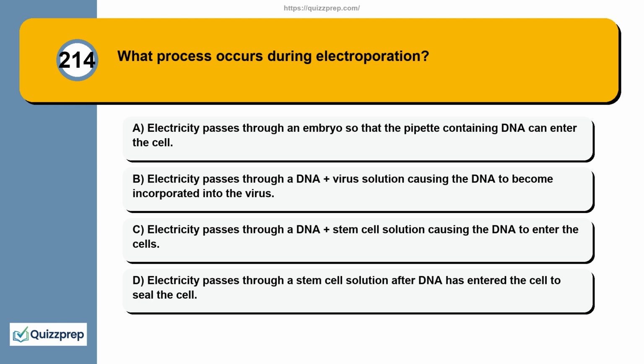What process occurs during electroporation? Option A. Electricity passes through an embryo so that the pipette containing DNA can enter the cell.